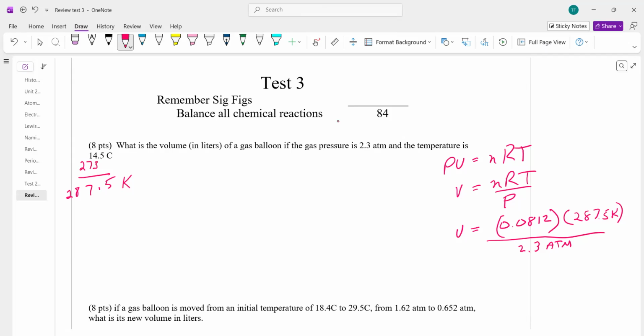So we're looking at two sig figs. Is that guy there? Okay.